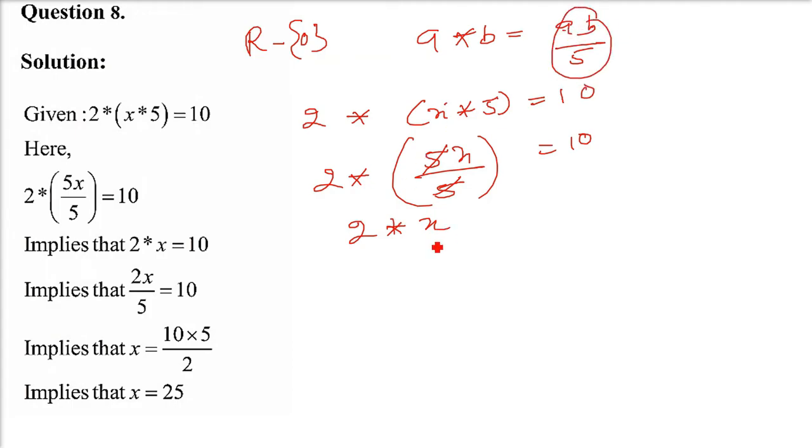Again, we'll apply AB by 5. So it will be 2x by 5. This is equal to 10. So you get 10 into 5 by 2. 2 5s are 10. 5 5s are 25. So x equals 25.